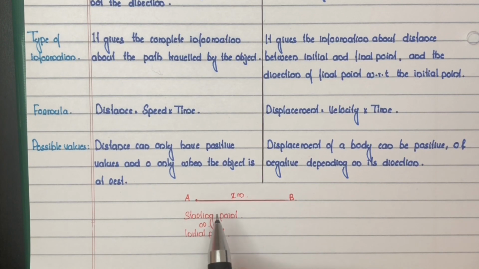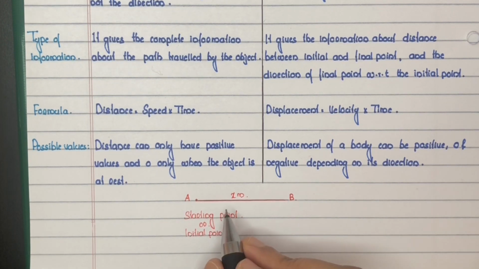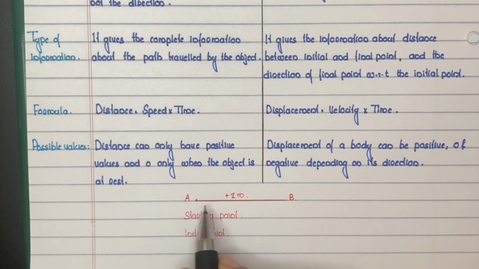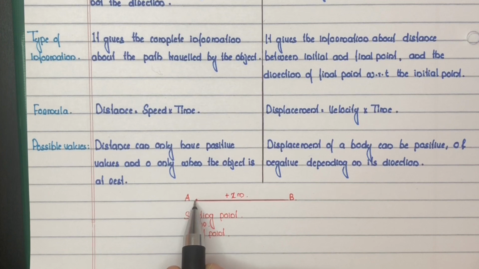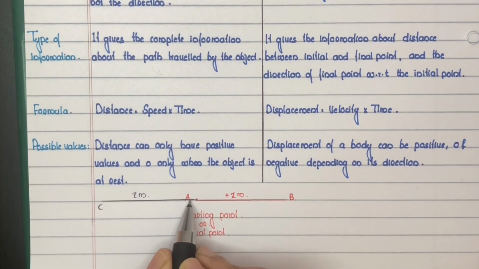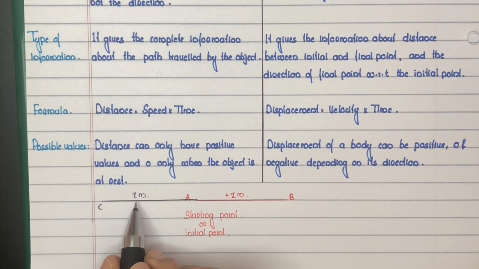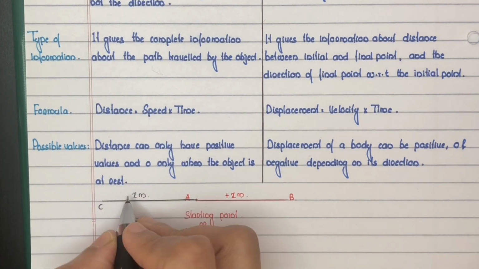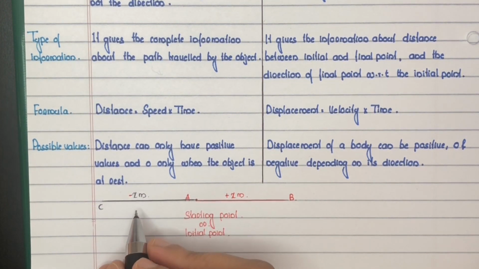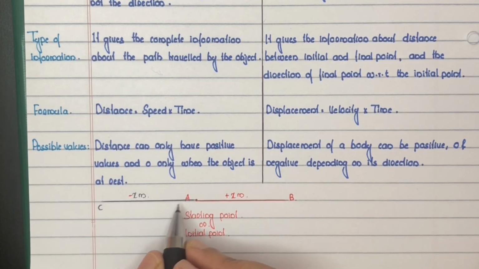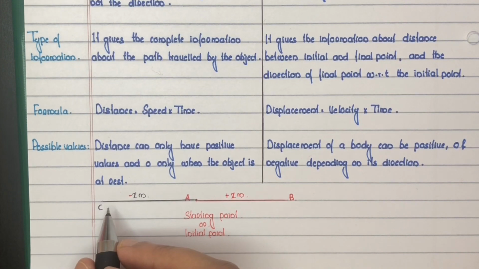Then the displacement will be plus 6 meter. This plus sign indicates that the body is moving in the forward direction or towards the right side. Now with respect to the starting point, if the body is moving towards the left side and AC is x meter, then the displacement will be minus x meter based on the direction, because this negative sign indicates that the body is moving in the backward direction or towards the left side.